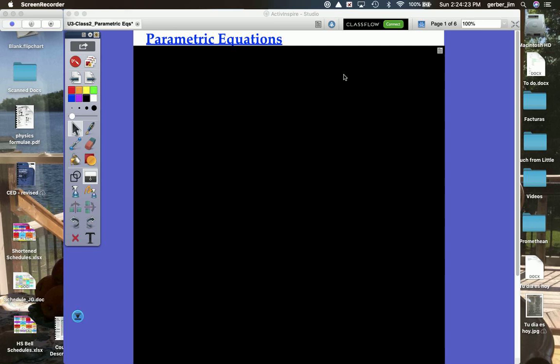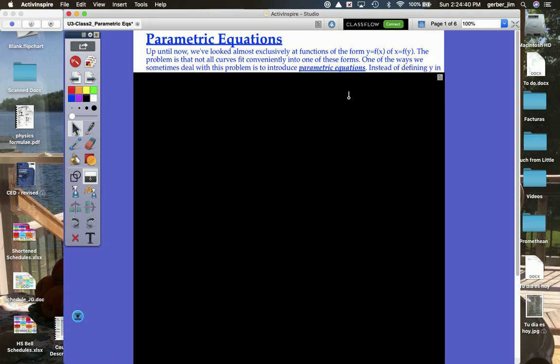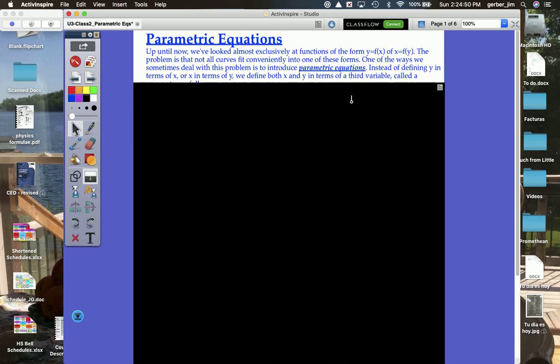So up until now, almost everything you've seen in terms of functions have followed one of two forms. Either y is a function of x, or x is a function of y. And the problem is that we find that some curves don't fit very well into either of those forms. One of the ways that we deal with that is by introducing a concept called parametric equations, wherein instead of defining y in terms of x, or x in terms of y, we define both x and y in terms of a third variable called a parameter.